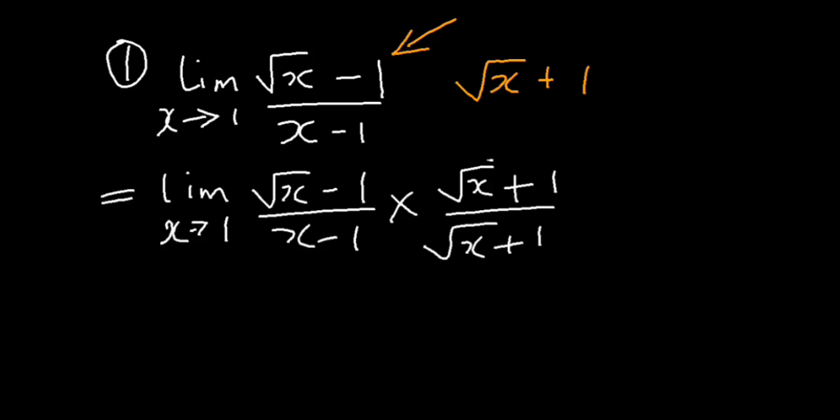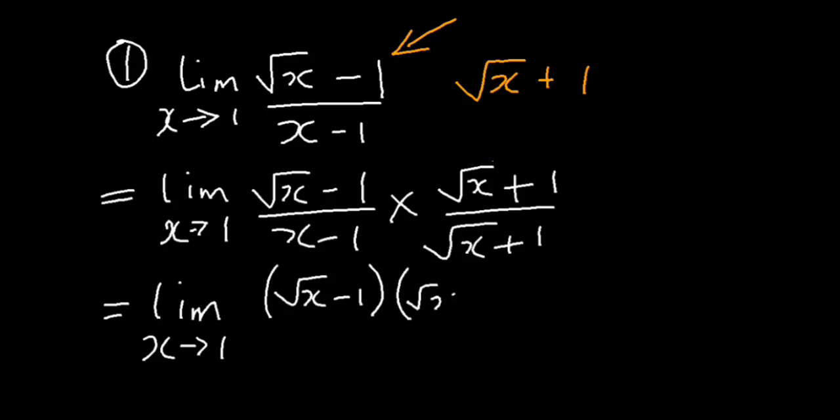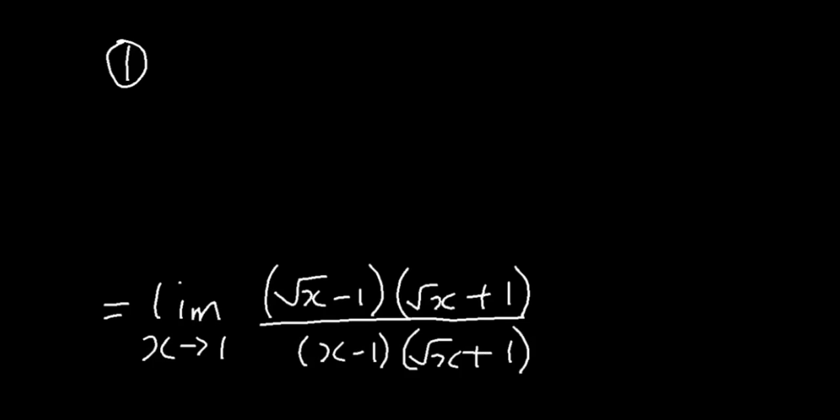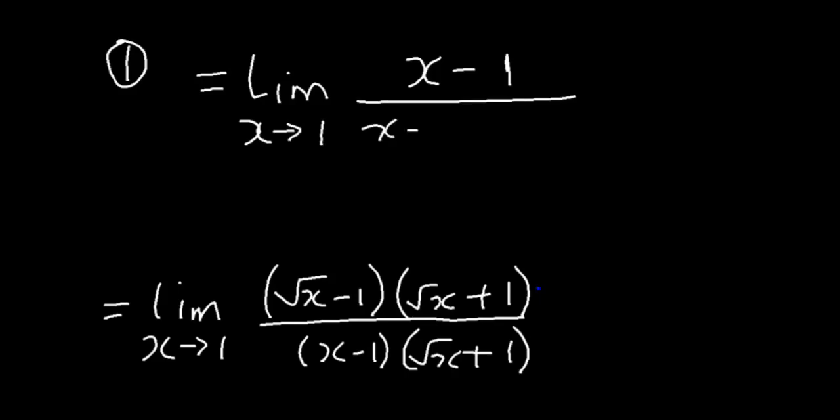You can see that the numerator when multiplied together is a difference of two squares. So by multiplying them together, we have square root of x minus 1 times square root of x plus 1 over x minus 1 times square root of x plus 1. So the numerator is a difference of two squares. Since we will have square root of x raised to power 2 minus 1 raised to power 2, we will have x minus 1 over x minus 1 times square root of x plus 1.